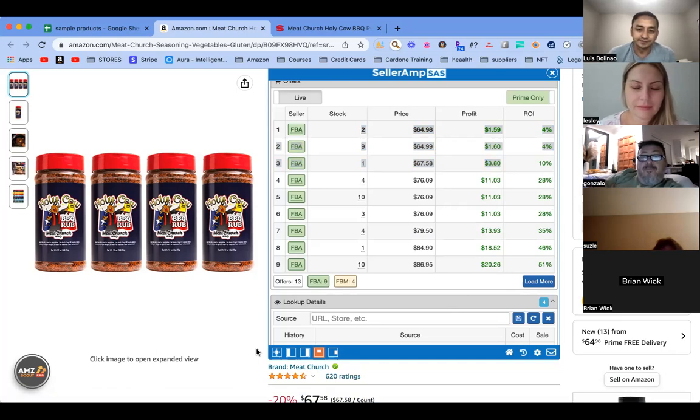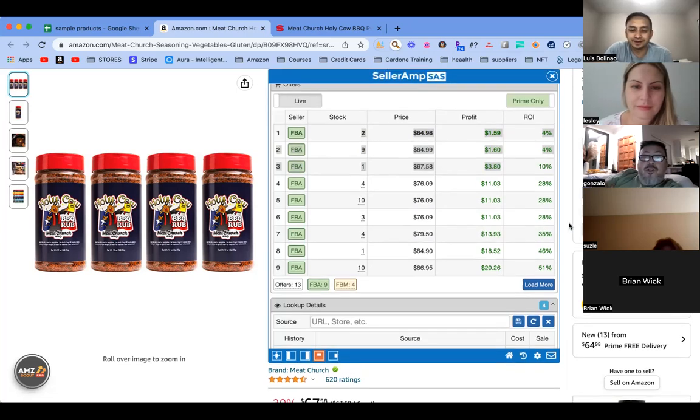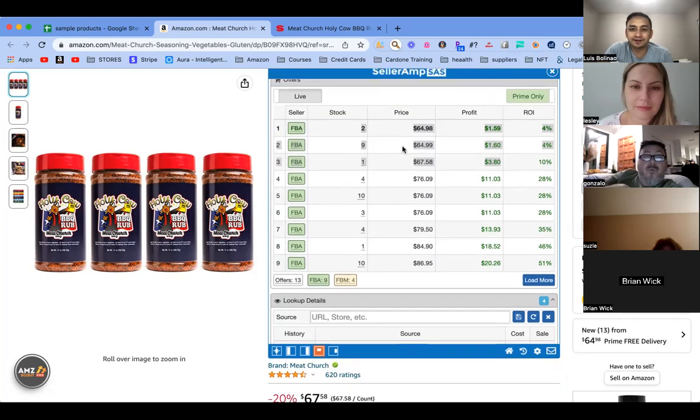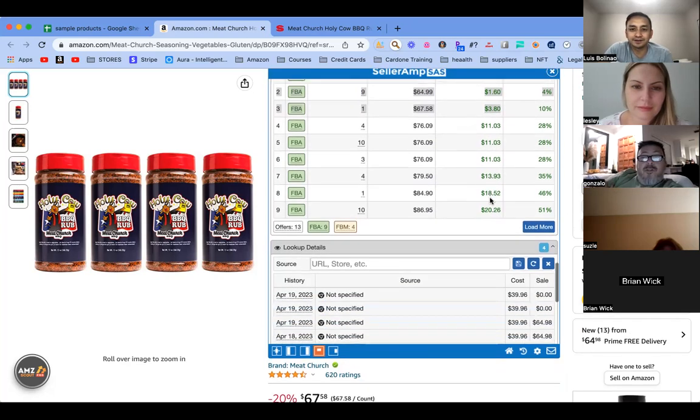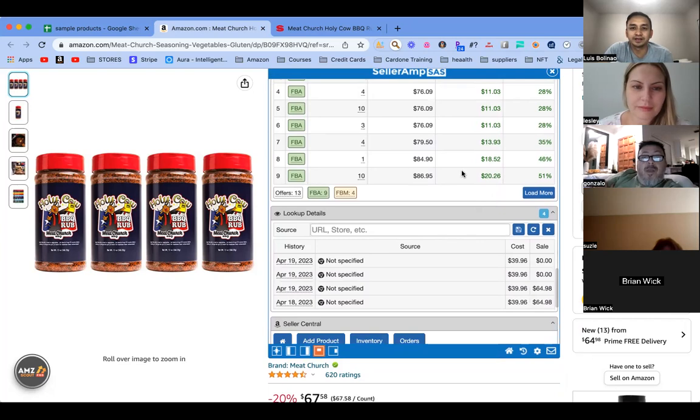Right. It's just too risky, right? Not knowing, that's just it, not knowing. If I knew for sure that those three are gonna be out of the way in a week or two, and then it'll go back up to 76 and I can make 28%, then maybe.